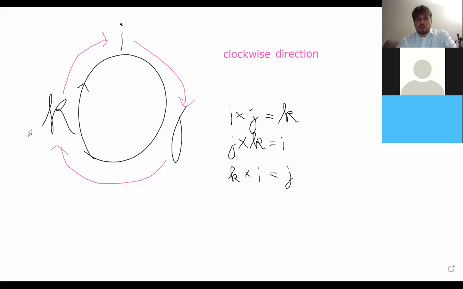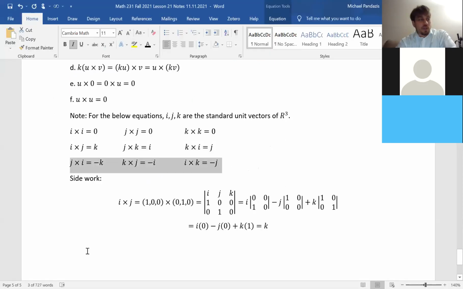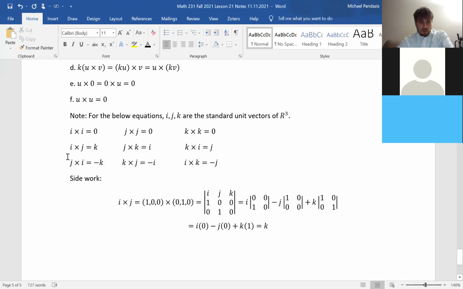The other three are derived directly from those three, and the first three are just a vector crossed with itself, which is 0. So you might say, well, how do I remember that J cross I is negative K? Just take a step backwards, right? If you want to know what J cross I is, just think of I cross J, what that is, and then J cross I is the negative of that. Okay.